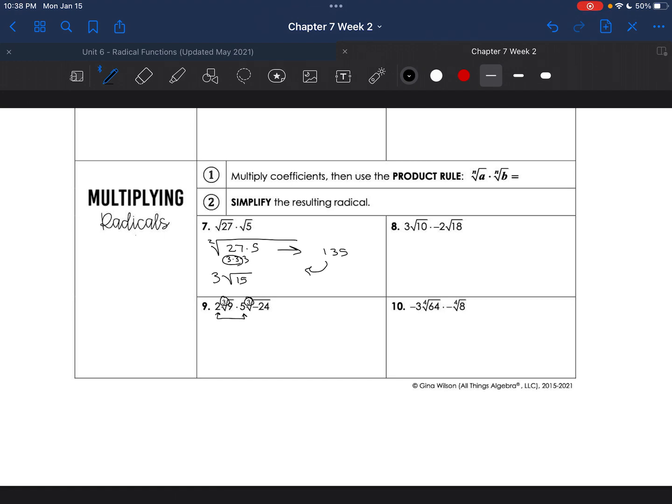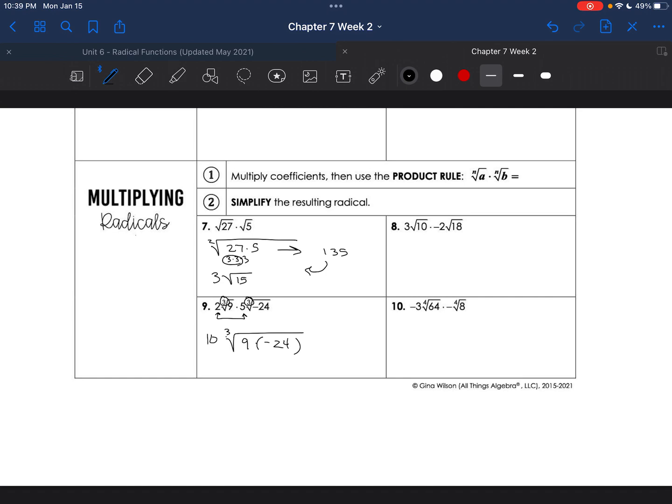So we're going to multiply our coefficients. 2 times 5 is 10. That stays on the outside. We leave our index of 3, and then we multiply everything that's on the inside. Now, right away, we're looking at a negative 24. Are we allowed to have a negative 24 underneath a cube root? Think about that. Can I have a negative sign if my index is odd?